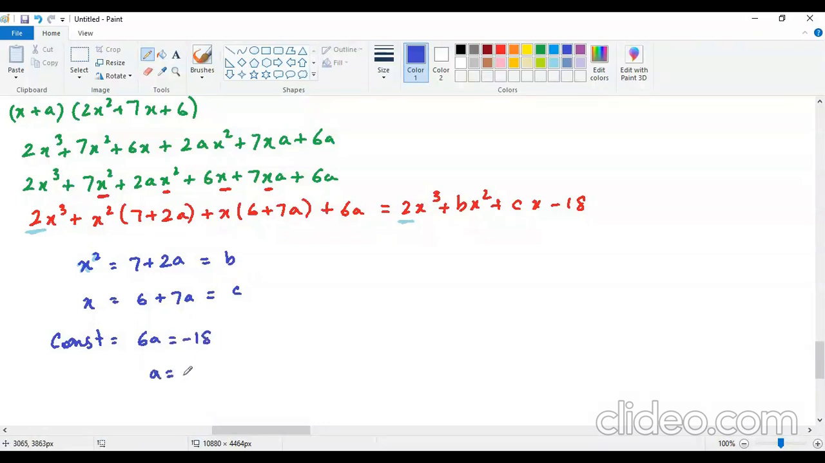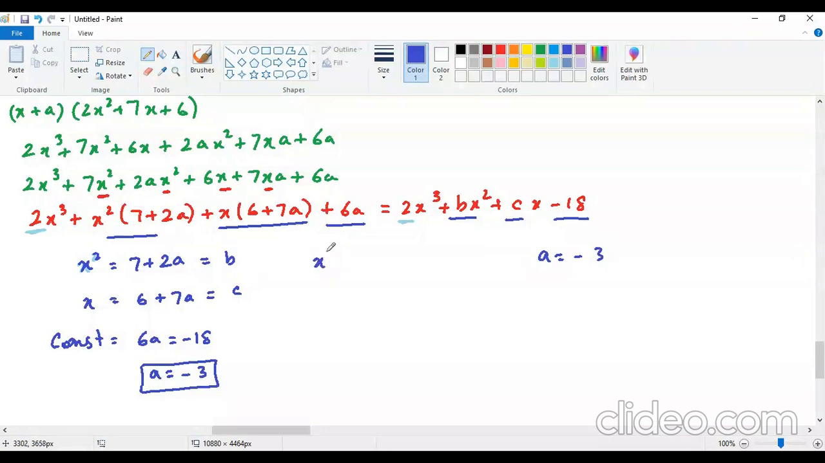So a equals negative 3. So what we have done is we have found the value. This whole thing is equal to this one, and this one is equal to this one. Get it? Now, we'll find the value of a first. The value of a equals negative 3.